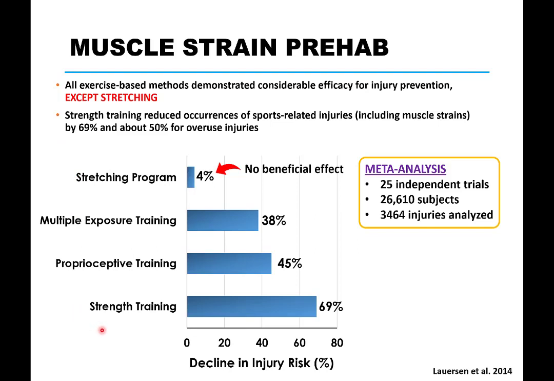And the results generally showed that all exercise-based methods of prehabilitation were considerably effective for injury prevention, except stretching. Strength training reduced occurrences of sports-related injuries, including muscle strains, by about 69% and about 50% for overuse injuries. As you can see, stretching programs had no significant benefit for reducing injury risks.